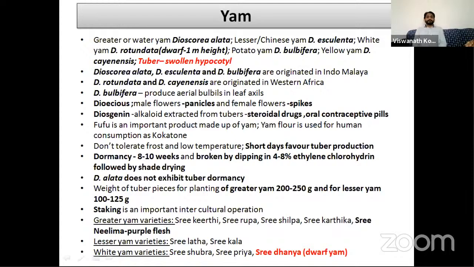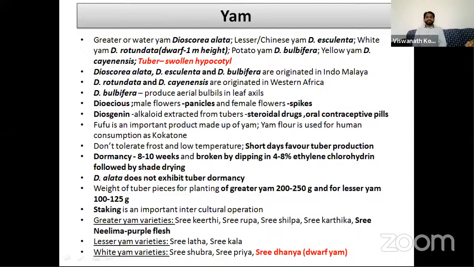So Dioscorea alata, esculenta and bulbifera originated in the Indo-Malayan region. Rotundata and cayenensis originated in Western Africa. As I said, Dioscorea bulbifera produces aerial bulbils in the leaf axils. Yam is a dioecious crop, where the male and female plants are different, and the male inflorescence is panicle and the female inflorescence is spike. Yam is a dioecious plant.